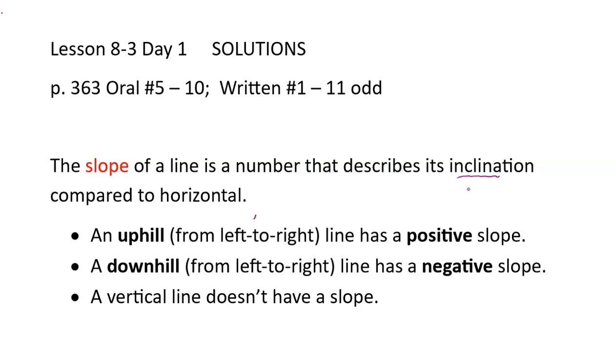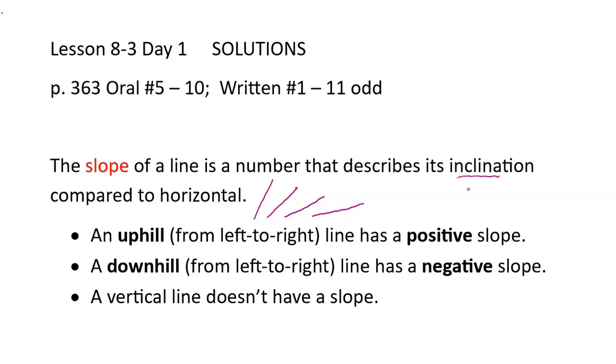Here is an uphill line. Here is an uphill line. Here is an uphill line. Here is an uphill line. All four purple lines that I drew have a positive number for the slope.